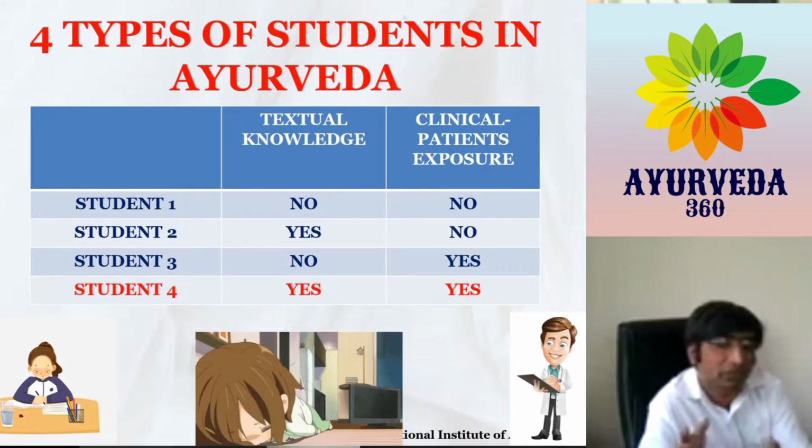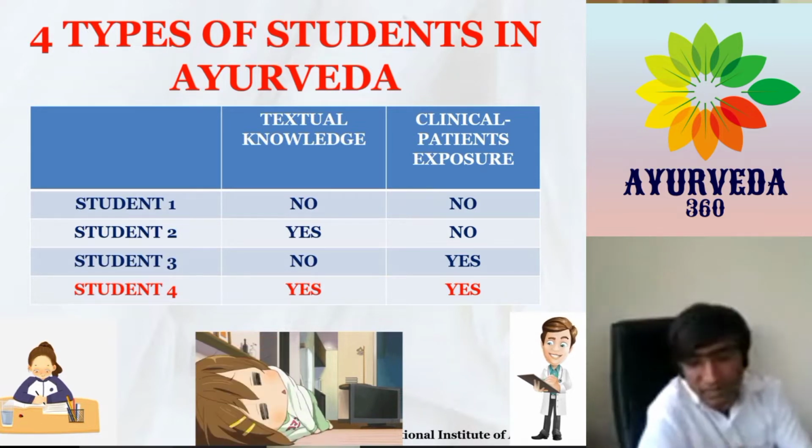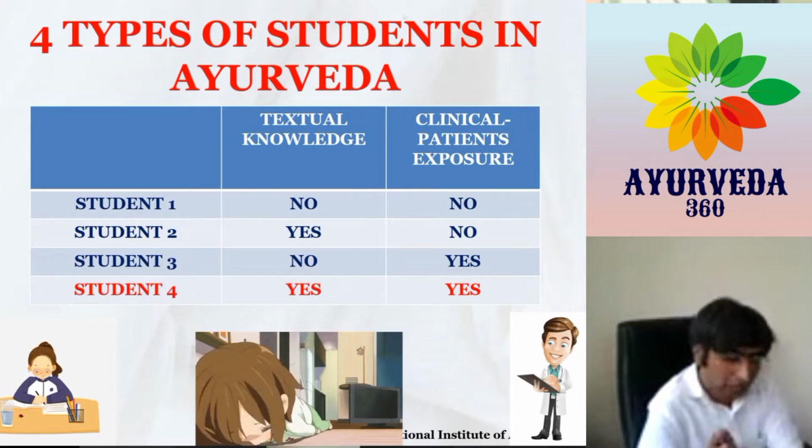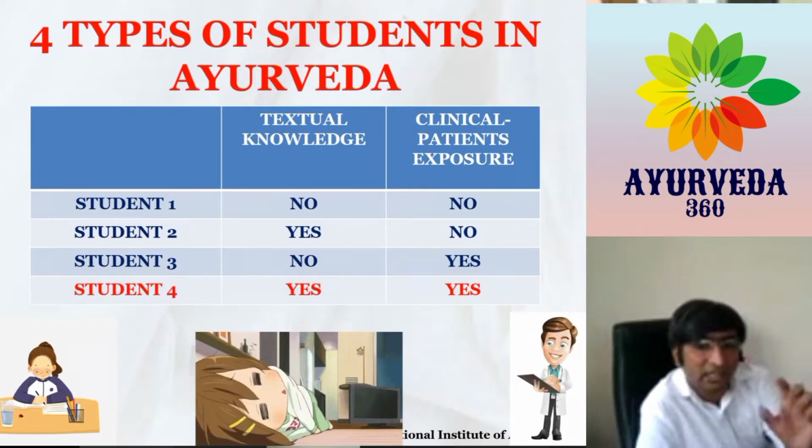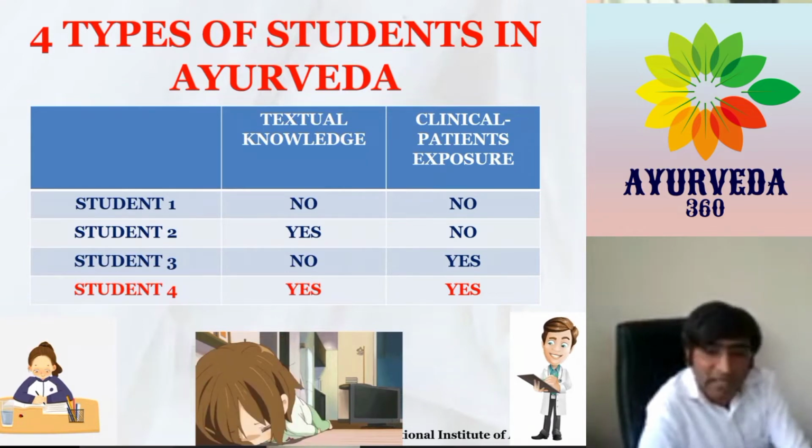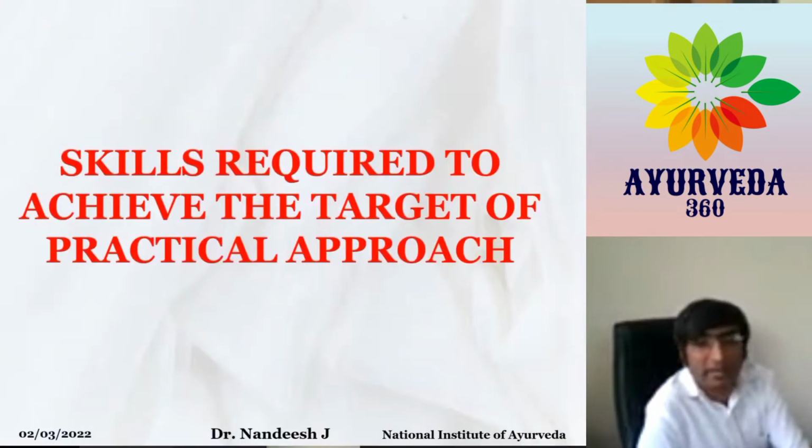The 4th student, who is having both of them, will be able to treat. At the same time, he'll also be able to document it in the classical Ayurveda way, because of which Ayurveda can be propagated. Now we are focusing on making each and every student the 4th variety.